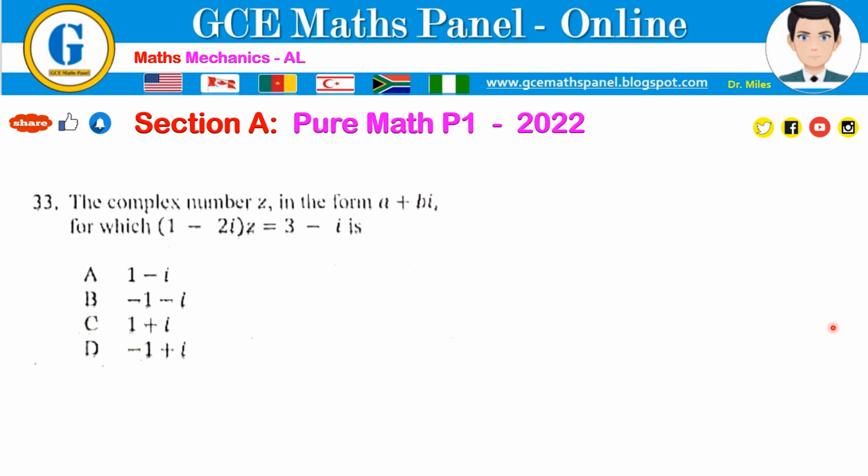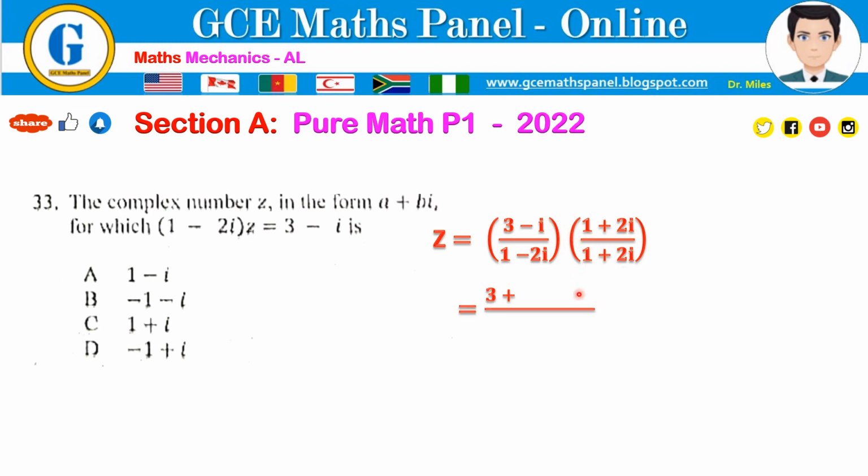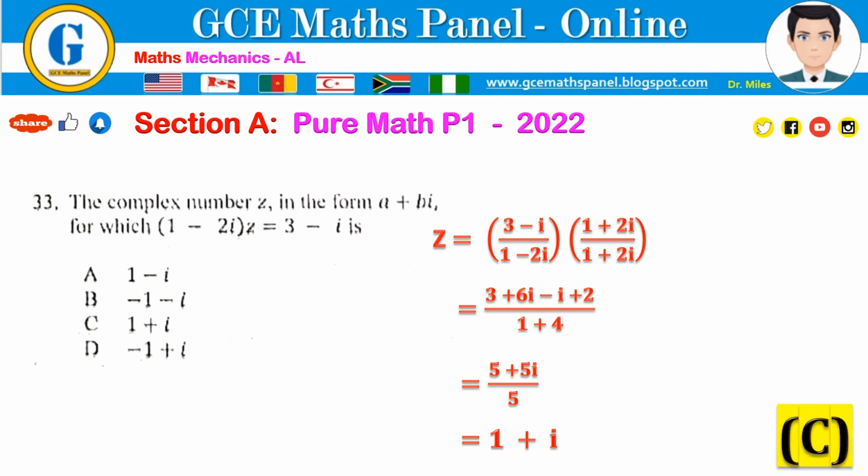Question 33. So the complex number z in the form a plus bi, for which 1 minus 2i times z is equal to 3 minus i is. So here we just have to divide both sides by 1 minus 2i. We multiply numerator and denominator on the right hand side by the conjugate of the denominator, and then we simplify by opening brackets. And when we do that, our result will be equal to 5 plus 5i on 5, which is just equal to 1 plus i. So you can see that the result is there, C, 1 plus i.